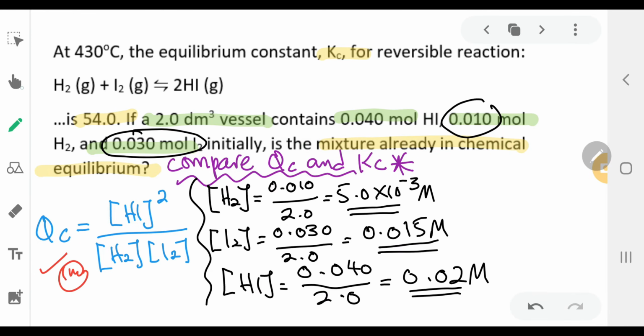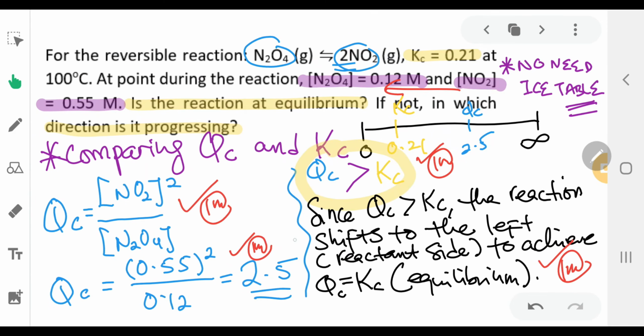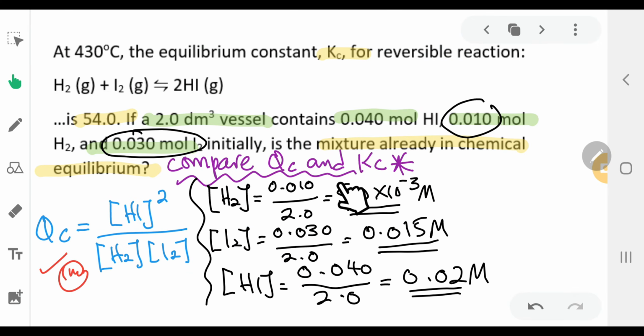Now, after we have got all the concentrations for all of the species involved in this reversible reaction, we can take all of these values for concentration and substitute into your Qc expression. When you substitute into your Qc expression, you will have to do the same thing like what we have done just now. We're going to compare with the value of Kc. In the case of this question, the value of Kc would be 54.